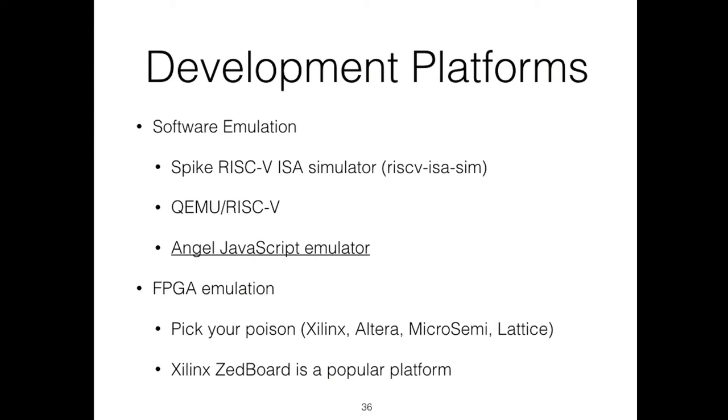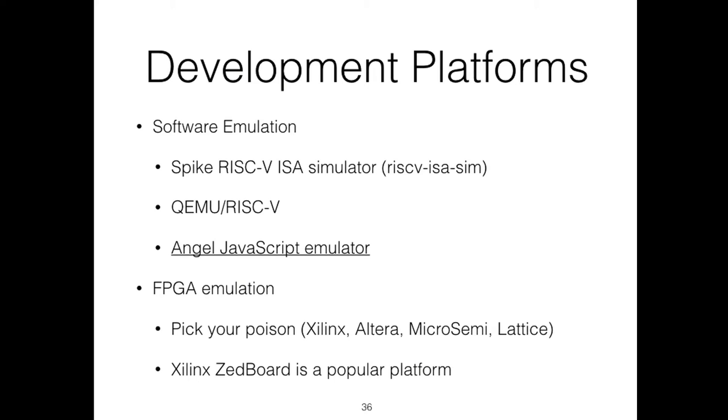There's also something called Angel, which is a JavaScript emulator. This is actually pretty cool: you can boot up an emulated RISC-V CPU and boot Linux on it in your browser. You fire up Chrome and you can see it booting up. It would be nice to get BSD running on Angel at some point.